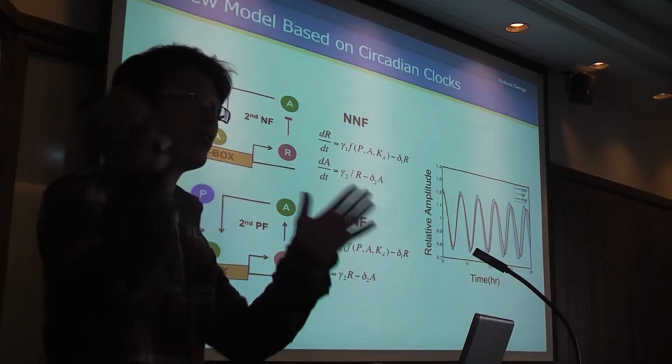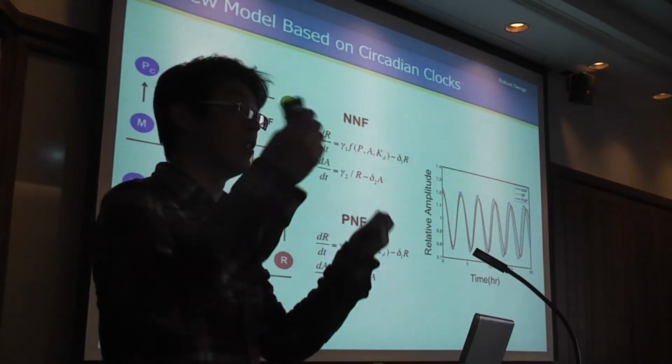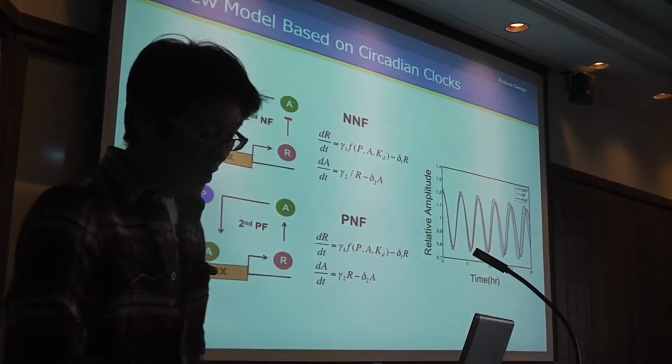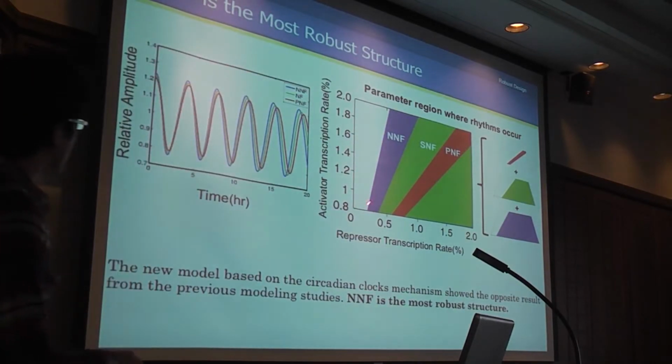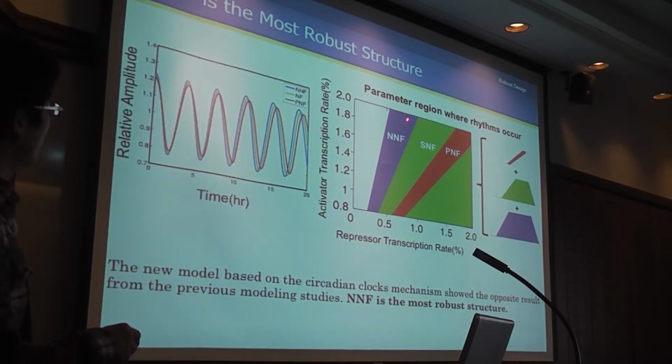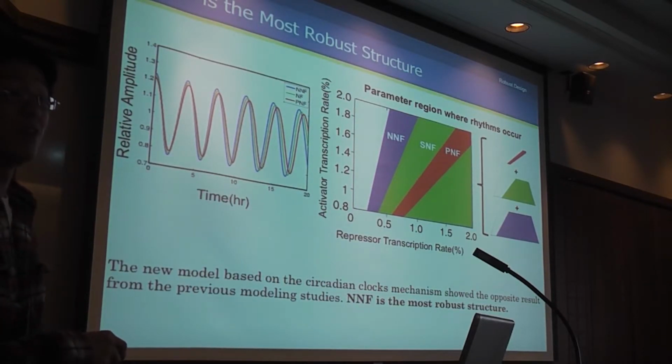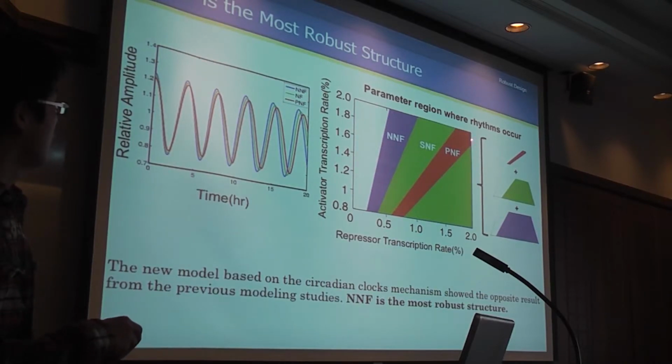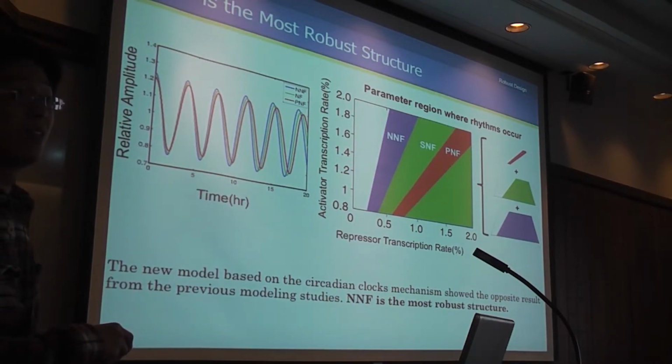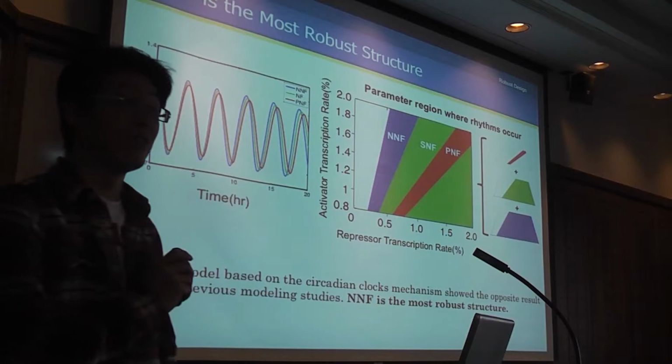And then I perturb the parameter, which shows which one is the most robust. Actually, surprisingly, this is the range of parameters where rhythm occurs. The double negative feedback loop structure, the blue, has the widest range. But the positive negative feedback loop has the narrowest range. Exactly opposite of the previous study.